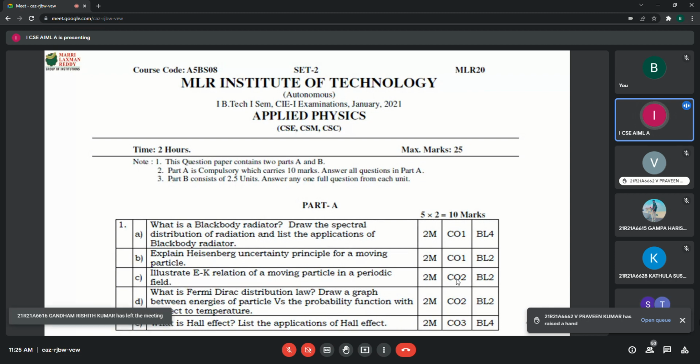If an E-K graph like that is given and it is under unit 3, with CO3, then it is related to unit 3. Now you see the fourth question, C, D.